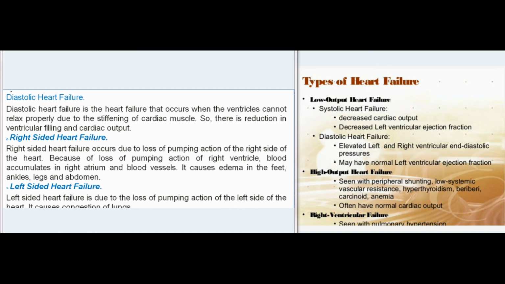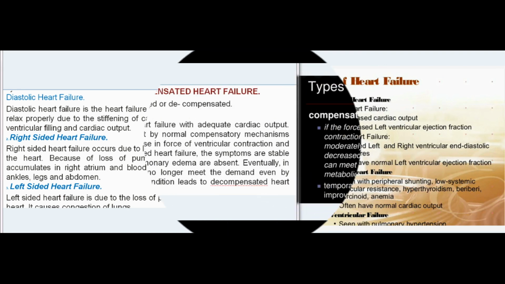Right-sided heart failure. Right-sided heart failure occurs due to loss of pumping action of the right side of the heart. Because of loss of pumping action of the right ventricle, blood accumulates in the right atrium and blood vessels. It causes edema in the feet, ankles, legs and abdomen. Left-sided heart failure. Left-sided heart failure is due to the loss of pumping action of the left side of the heart. It causes congestion of lungs.